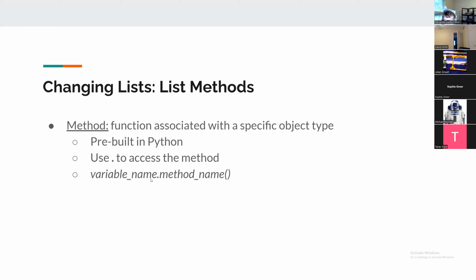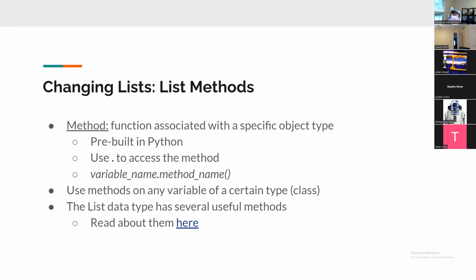So you say variable name, and we're talking about lists here, so this would be the name of your list. To access the method, you just say dot and then the method name, and typically you would have open and close parentheses. This is just how you would use that method. Like I said, a method is just a function, which is basically a command. You can use methods on any variable of a certain type, or what we also call a class. The only ones we've encountered so far that we can do this with are lists. We'll also learn how to do this with strings, but today we're just going to talk about list methods. There are a lot of useful methods for lists, and I have a link here if you want to look at the more common ones. There are a lot of them.